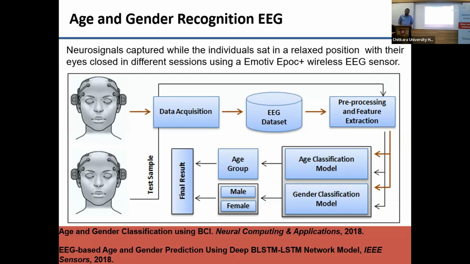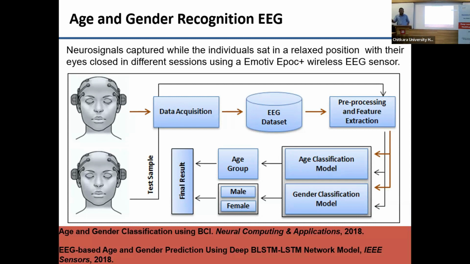How will you do these experiments? If you want to do the experiment yourself, how will you do that? These are some experiments we did in our lab. This one is for age and gender analysis, where I'm collecting the data from different users.